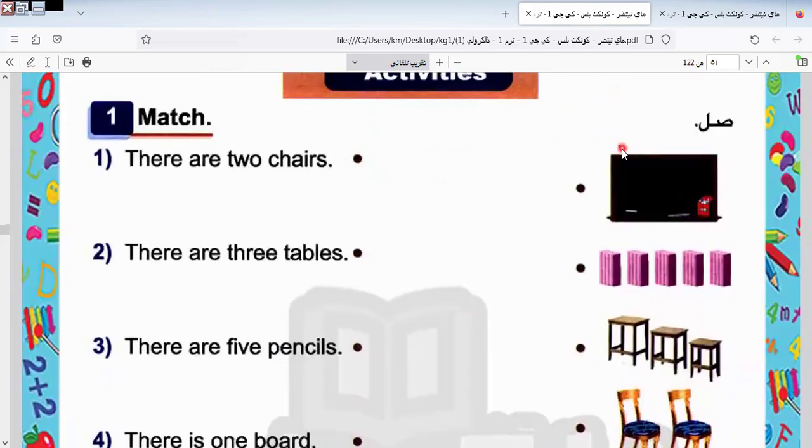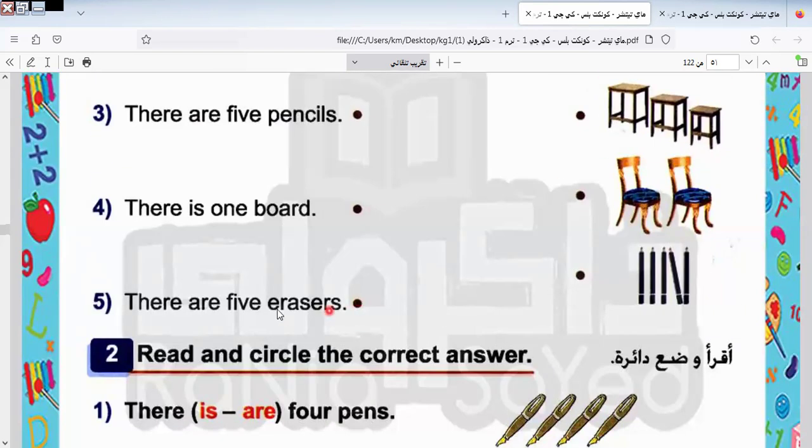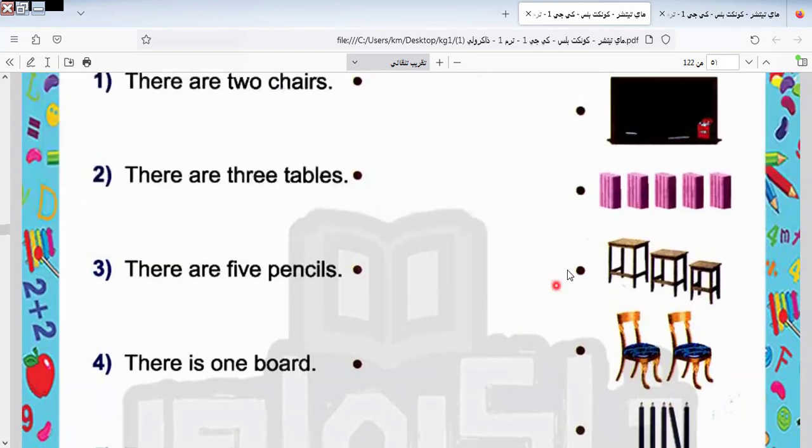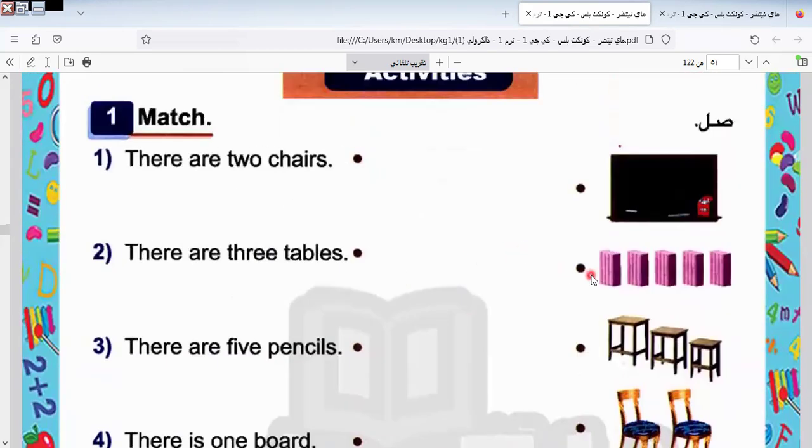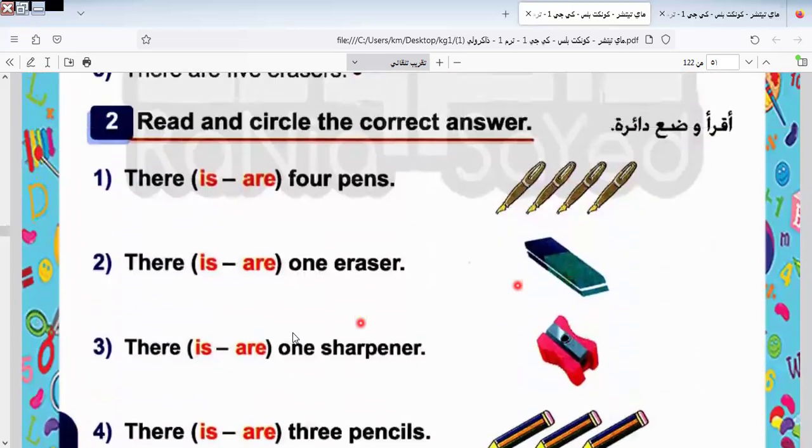Now, clever pupils, I'm listening. You say this one. One board. 5 erasers. Which one? 5 erasers. I counted with you. 1, 2, 3, 4, and 5. So I select this one by this one. Let's go to another question here.